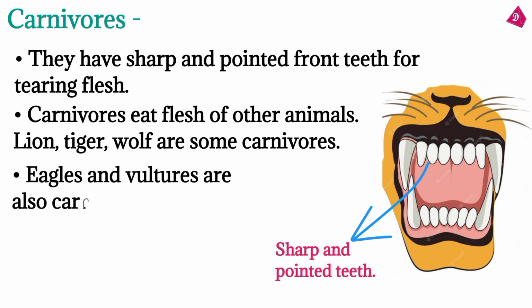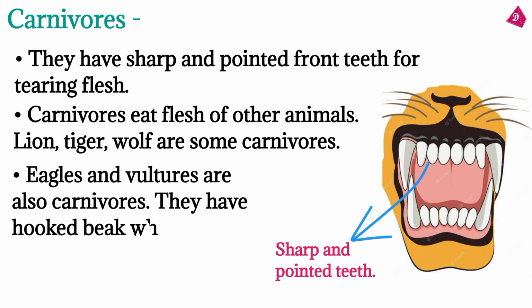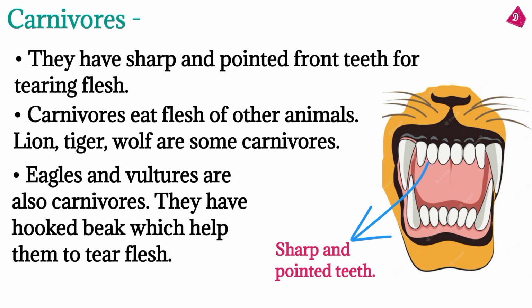Eagles and vultures are also carnivores. They have hooked beak which helps them to tear flesh. Children, eagle and vulture are birds, they do not have teeth, they have beak. Their beaks are hook shaped through which they tear flesh easily.